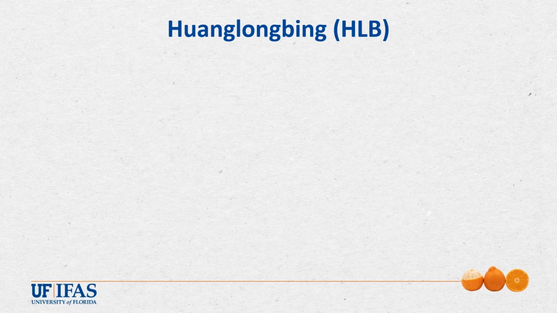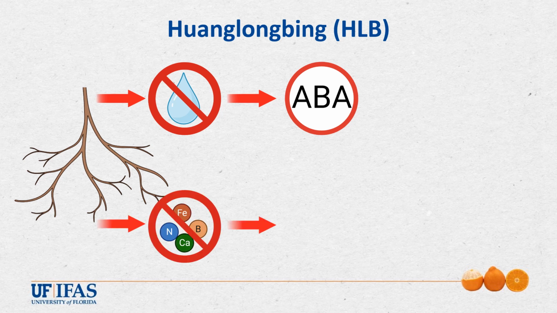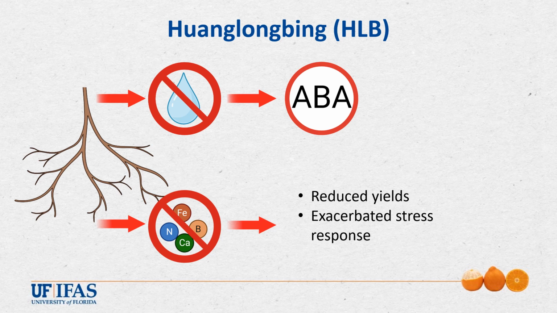A reduced root system due to HLB can lead to drought stress response in the plant, which we know leads to a buildup of abscisic acid in the plant, which leads to increased pre-harvest fruit drop, as well as nutrient deficiencies, which renders the plant vulnerable to more stress response and then eventually leads to reduced yields.